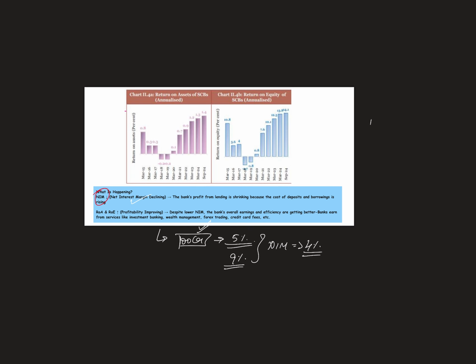Imagine if RBI is increasing its repo rate, or because of competition, banks are forced to increase the percentage that they will be giving to the customers. Let's say 7% is what they will be giving to the customers. The net interest margin will come down to just 2%, right? What is the implication here? Lending becomes less profitable. Profits are coming down. That is what economic survey chart says.